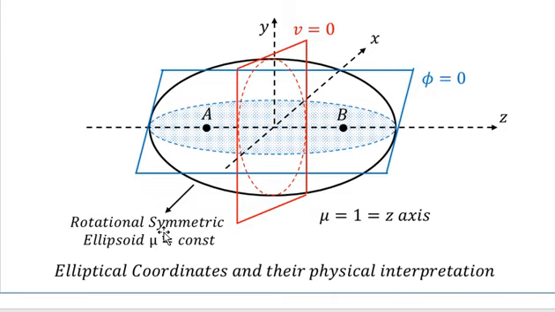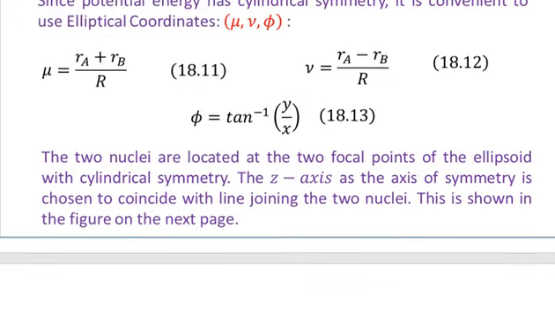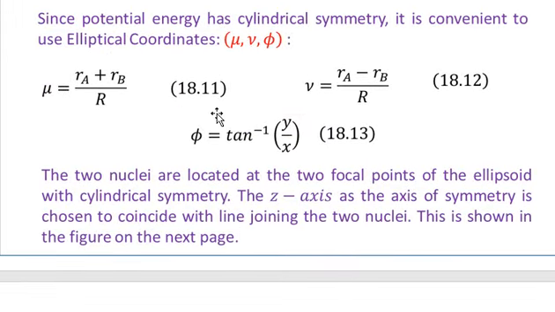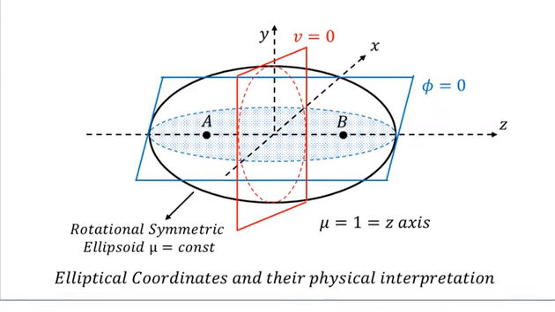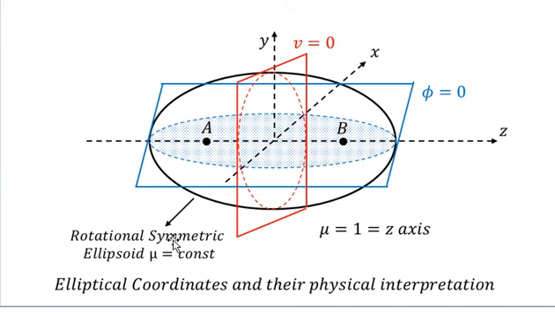Because you know that mu is equal to Ra plus Rb over capital R. Capital R is fixed, and mu will depend upon the value of Ra and the value of Rb, as you can see in equation number 11. And on the surface of the ellipsoid, Ra plus Rb is fixed on this whole surface. So Ra plus Rb is a constant on this whole ellipsoidal surface. So mu is equal to constant for the ellipsoid.